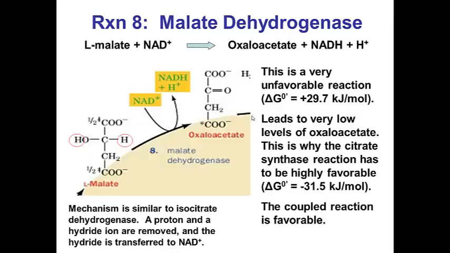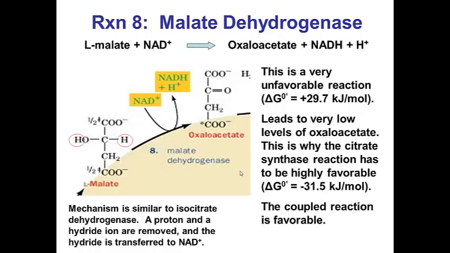So the last and final reaction of the TCA cycle, reaction 8, is catalyzed by the enzyme malate dehydrogenase. Malate dehydrogenase catalyzes the oxidation of malate to oxaloacetate, which reduces a molecule of NAD to form NADH. This is very similar to what you've already seen for isocitrate dehydrogenase.